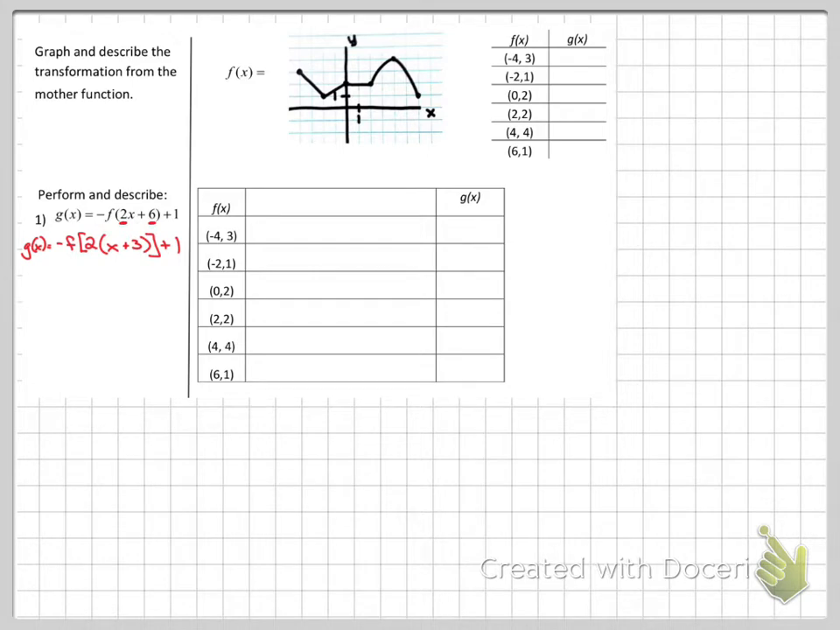Now let's color code all the things we have. A is this imaginary -1. B is this 2 that we factored out. C is in here, x plus 3. And D is down here, the constant.